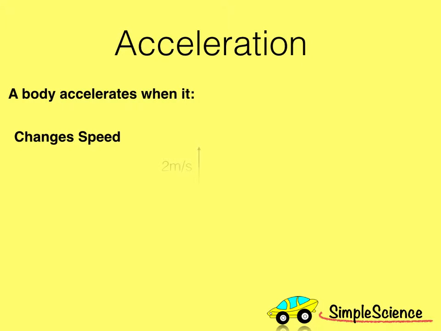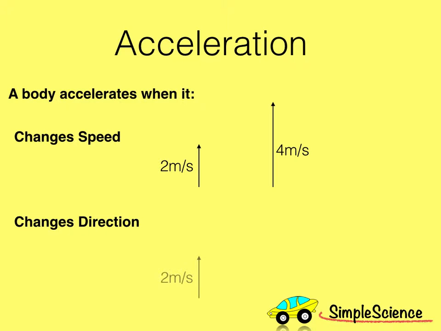For example, this velocity vector has a speed of 2 meters per second, and if the speed increases to 4 meters per second, then we can say that it accelerates. Why? Because the speed changes. And it can also change direction to accelerate. For example, this 2 meters per second vector, again, can change direction at a small angle to reach 2 meters per second at a different angle. Therefore, it changes direction. Therefore, this accelerates.